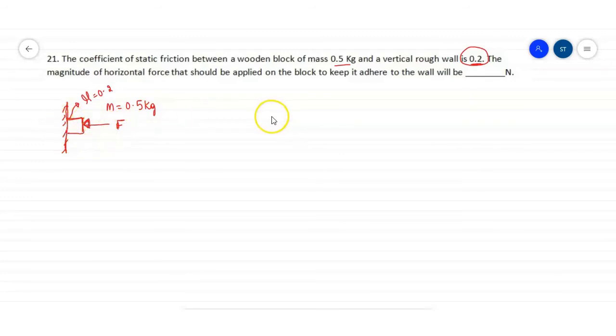Now let us consider the free body diagram of this block. We are pressing with a force F, and there will be a normal reaction between this wall and the block. Let us take that normal reaction as N.